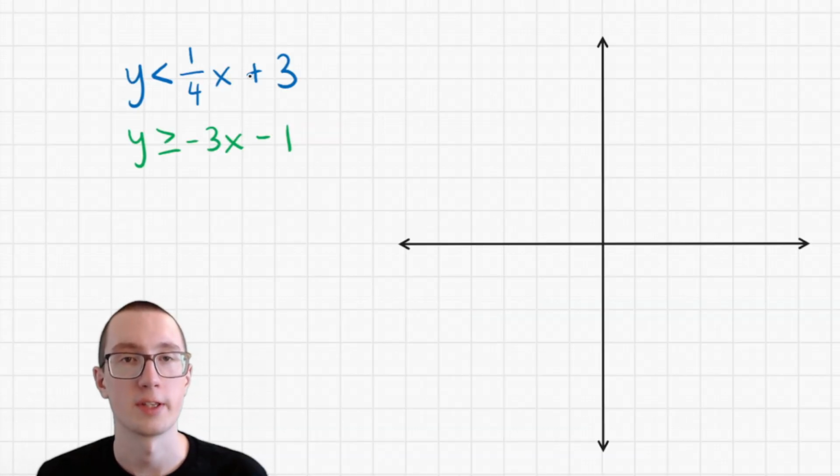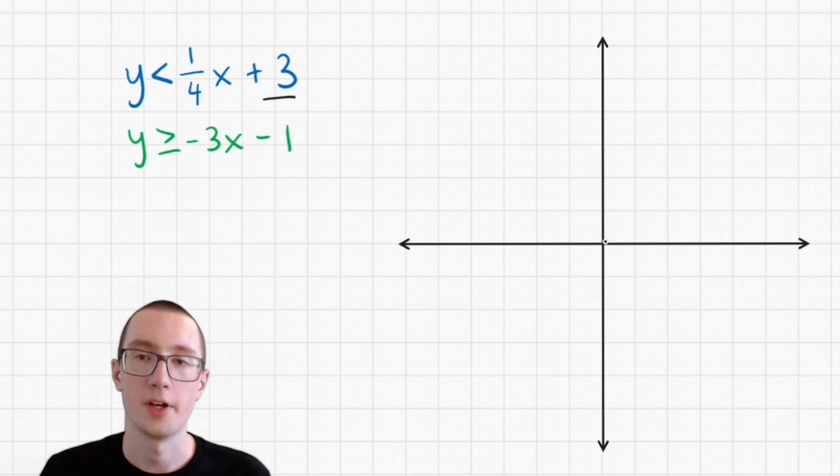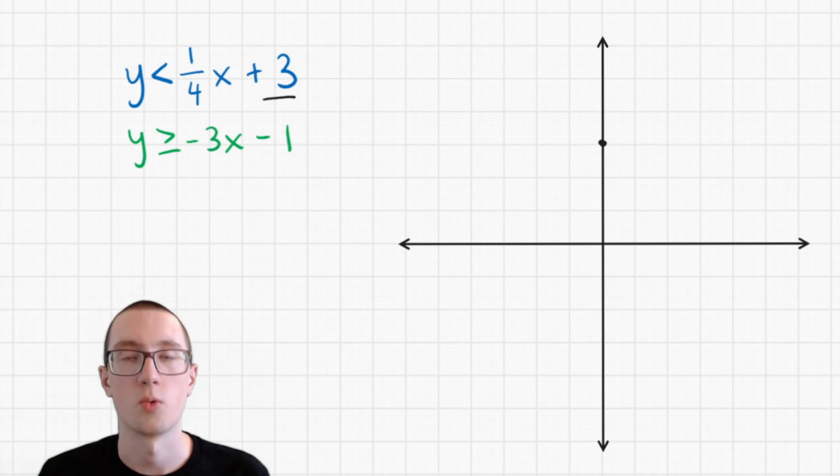Y is less than 1/4 x plus 3. The plus 3 is the b part of y equals mx plus b. So that's going to be our y-intercept. So we're going to start in the middle and go up 1, 2, 3. This is going to be where it crosses the y-axis.